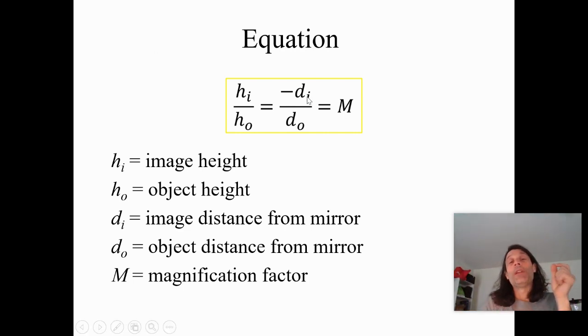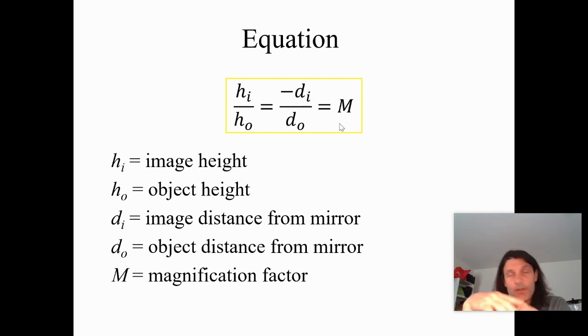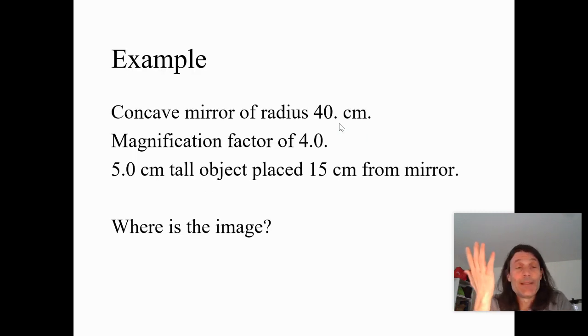So we have what's called M equals negative DI divided by DO. I'll show you that that negative sign means there are positive and negative sides to a mirror. And the M represents a magnification factor. So that, I think, is a self-defining word. If your image is larger, you'll have a magnification factor that's greater than one. If your image is smaller, you'll have a magnification factor that's a decimal, a point something. So an example.